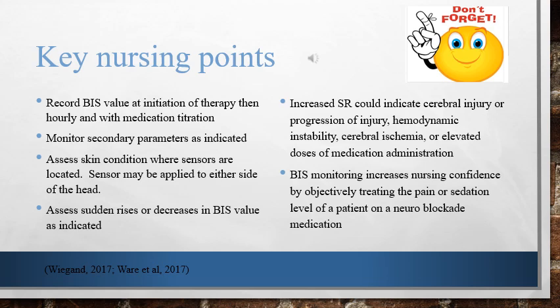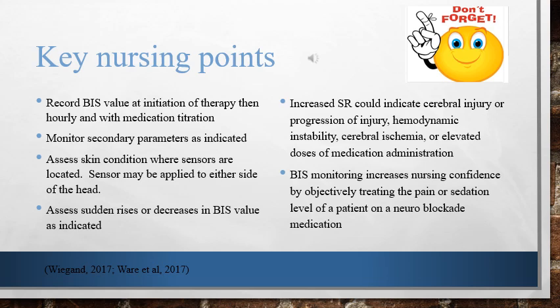Key points that you should consider for nursing, okay? You want to make sure that you record your BIS value when you start therapy, hourly, and with any of your medication titrations. You want to look for any type of secondary parameters that your physician may ask for. This could be like blood pressure. Are you titrating Levophed? Is there anything else that they may want you to be monitoring while you're doing the BIS? Also look at the skin condition of where those sensors are located. Is it irritating the head? Are they on correctly? Good contact.